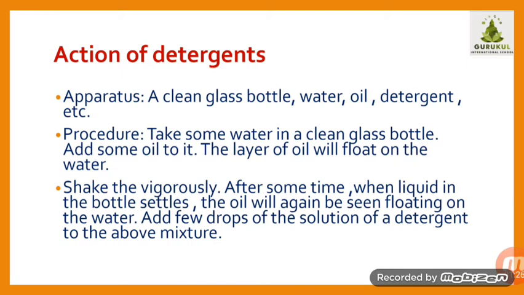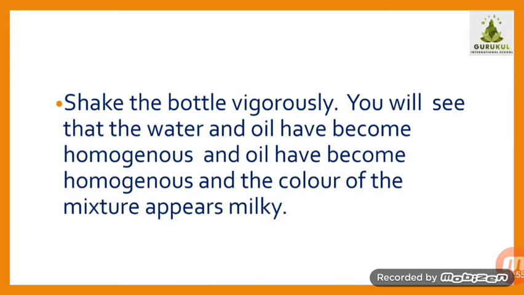Now next, what do we have to do? Take a few drops of the solution of detergent. How will you prepare the solution of detergent? A normal solution: in water you will add some detergent powder, and the detergent solution will be formed. We have to add 2 to 3 drops of detergent solution to the mixture of oil and water. Again we have to shake the bottle vigorously.